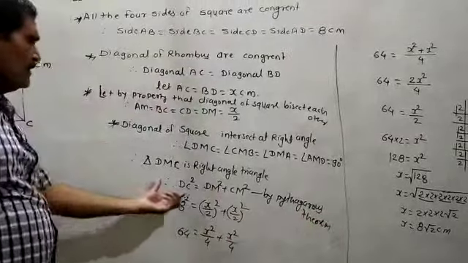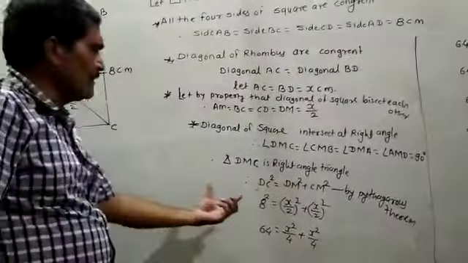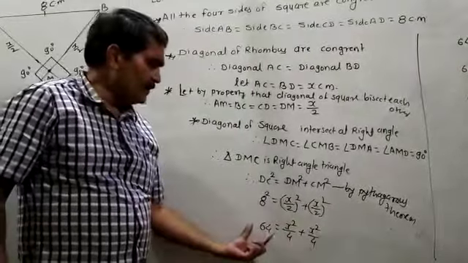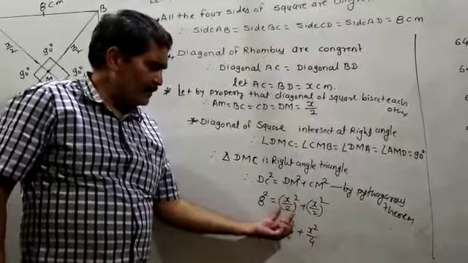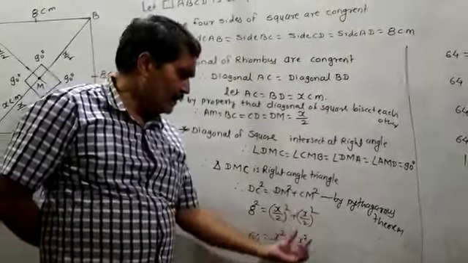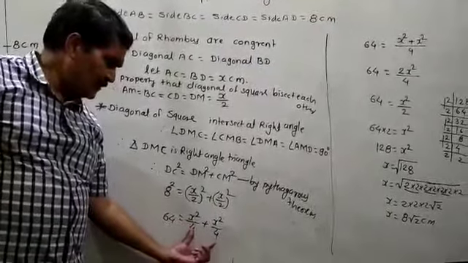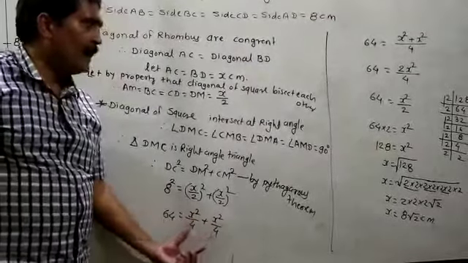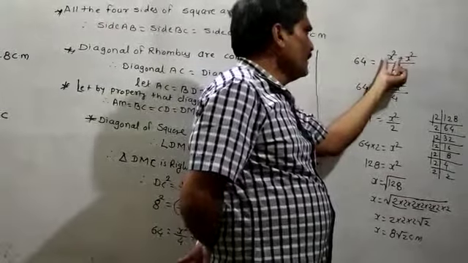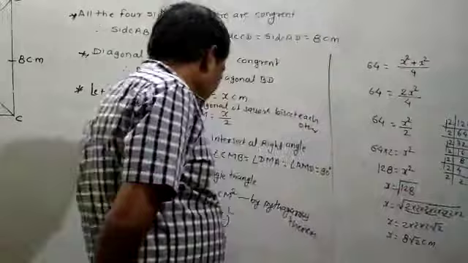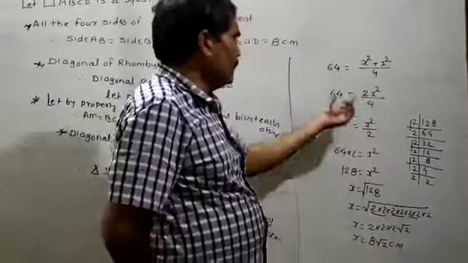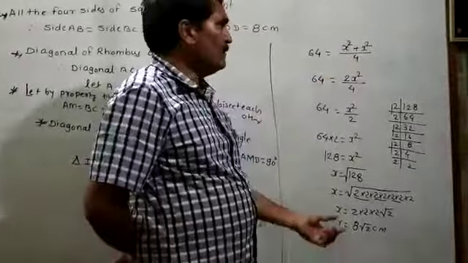So BC square, 8 square, is equal to (x upon 2) whole square plus (x upon 2) whole square. 8 square is 64. You have to square x also, and square 2 also. The square of x is x square, the square of 2 is 4. Here x square upon 4. If the denominator is the same, write the denominator only once and add or subtract the numerators. 64 as it is is equal to x square plus x square upon 4. The denominator is the same, so you write the denominator as it is and add the numerators. So x square plus x square is equal to 2x square.